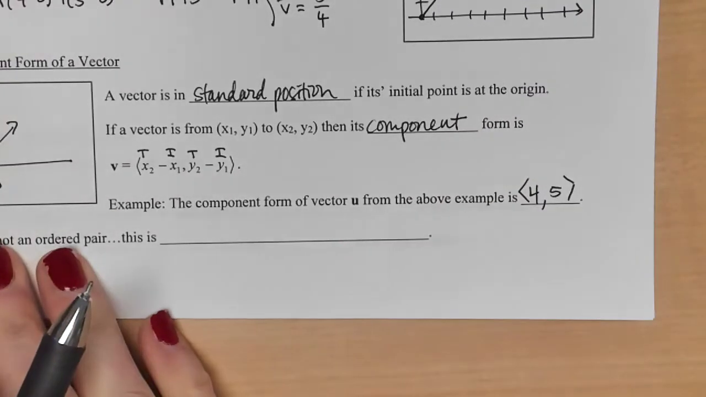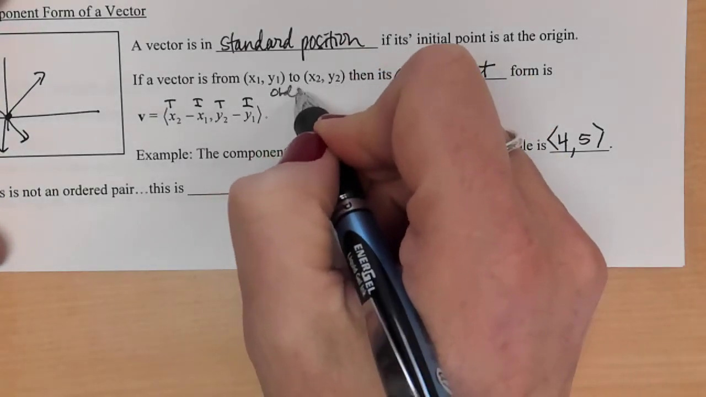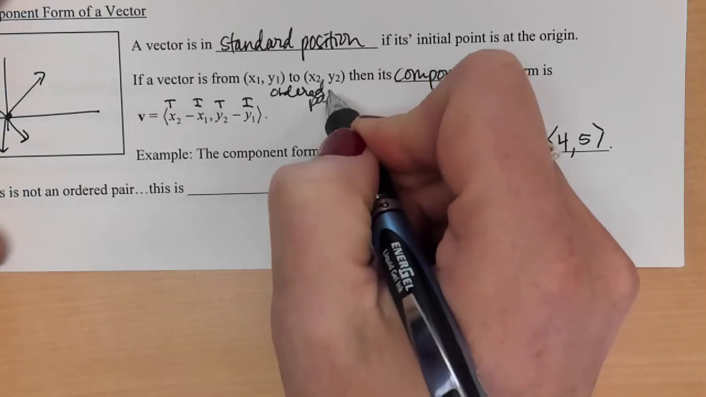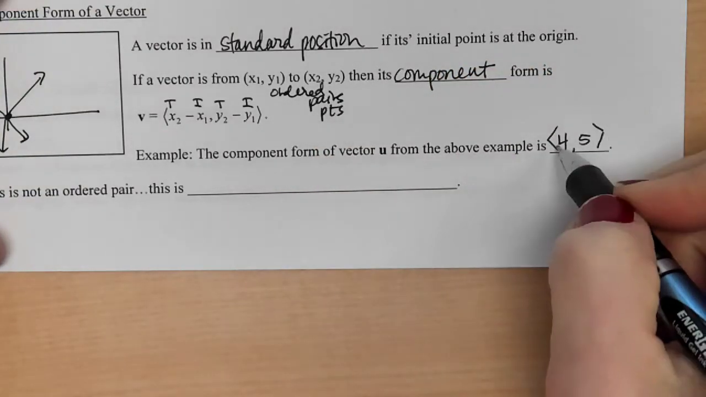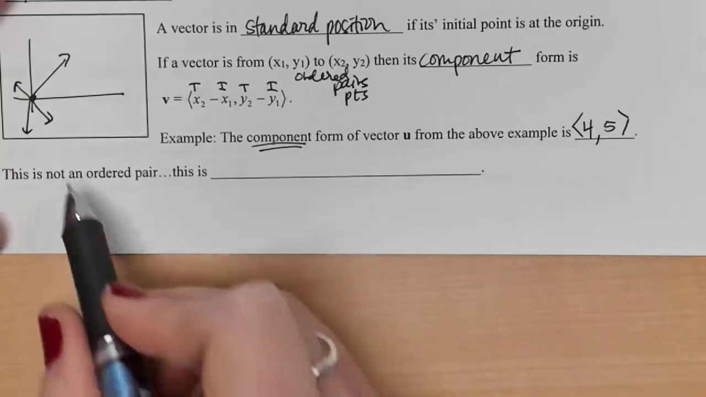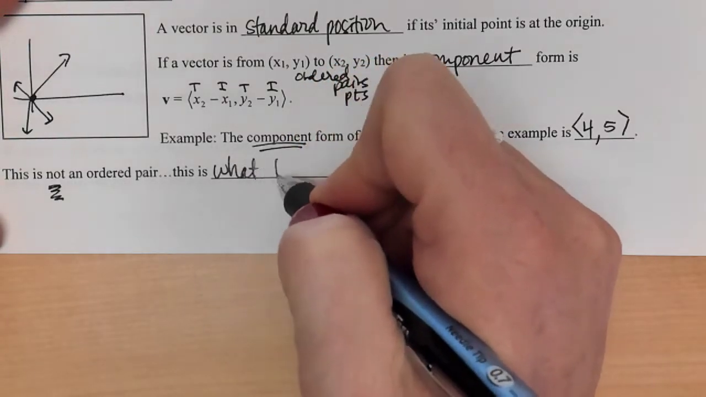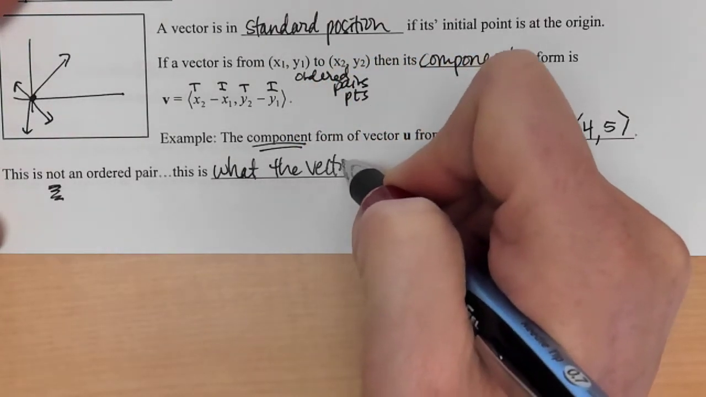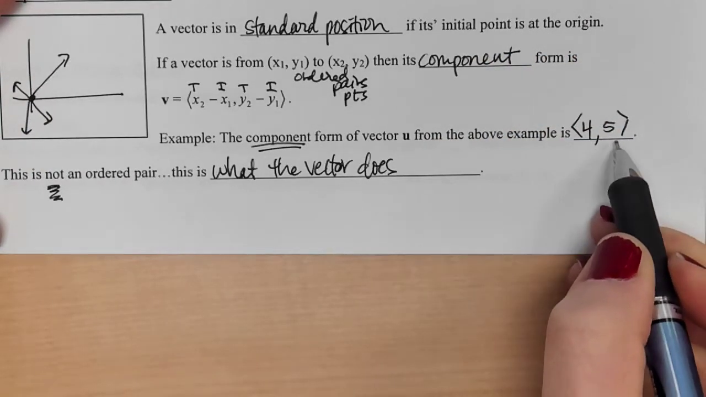And when we're talking about vectors, you switch from parentheses, which are points, these are ordered pairs, to kind of a bent bracket that is denoting component form. So now you're talking about the vector. This is not an ordered pair. This is what the vector is doing. What the vector does: it goes to the right 4, it goes up 5.